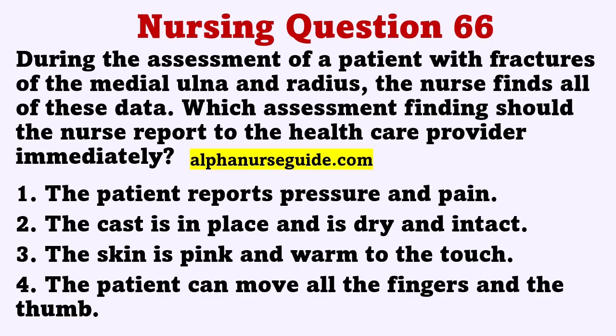The correct answer is 1. The patient reports pressure and pain. Rationale. Pressure and pain may be caused by increased compartment pressure and can indicate the serious complication of acute compartment syndrome. This situation is urgent. If it is not treated, cyanosis, tingling, numbness, paresis, and severe pain can occur. The other findings are normal and should be documented in the patient's chart.